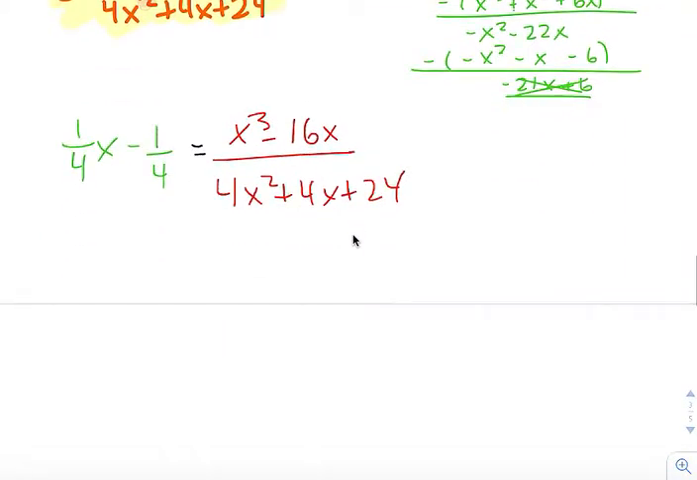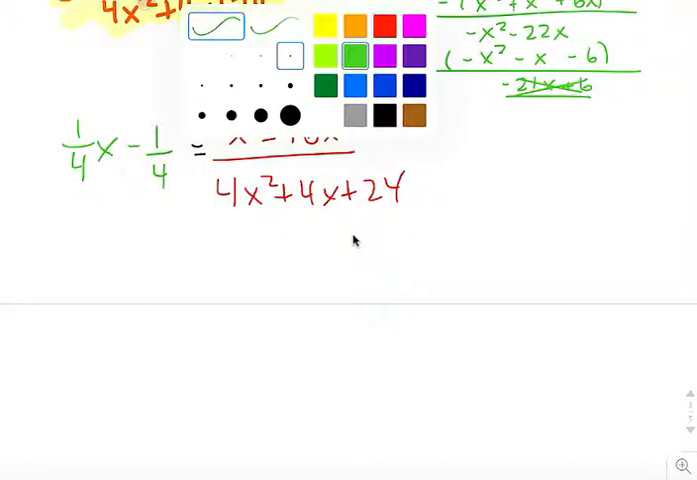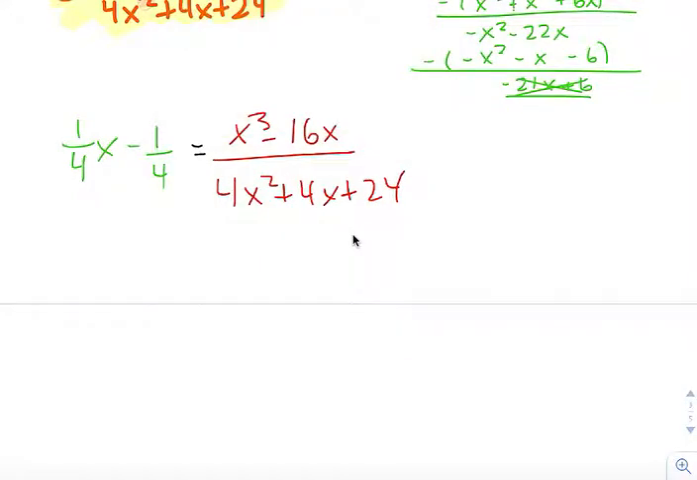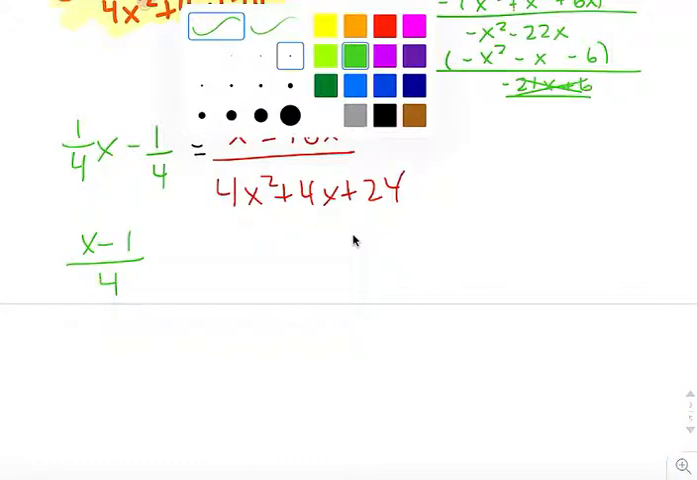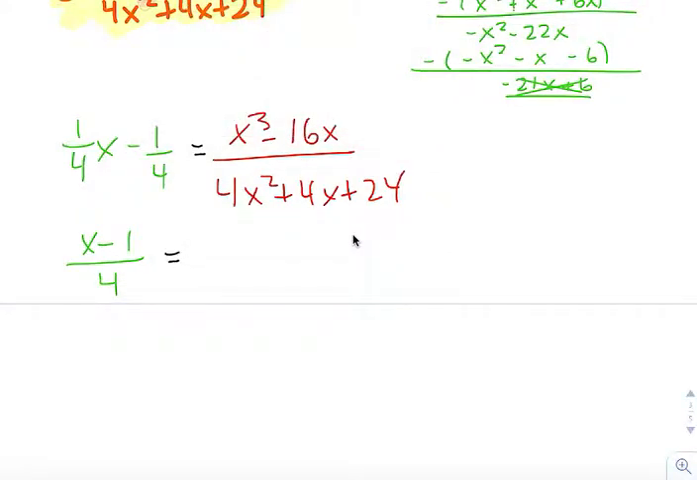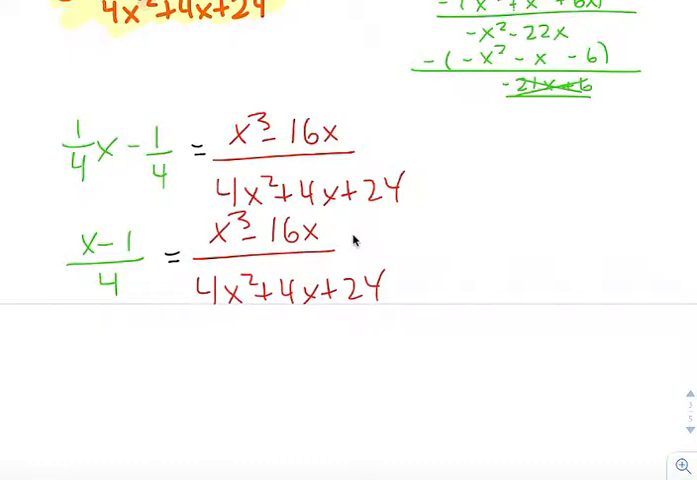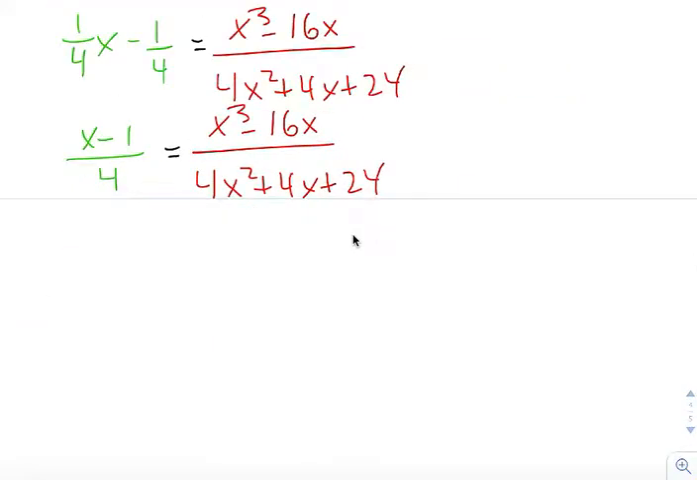Now, to help with the algebra a little bit, I need to combine the left-hand side first, simply because I don't want to deal with these fractions while I'm trying to cross multiply and stuff. And so 1/4 x minus a quarter is the same thing as saying I have x minus 1 over 4. Okay, so I'm just writing it as a single fraction instead of a split fraction. Okay, and this guy can just come along for the ride. So now what we're doing is cross multiplying.